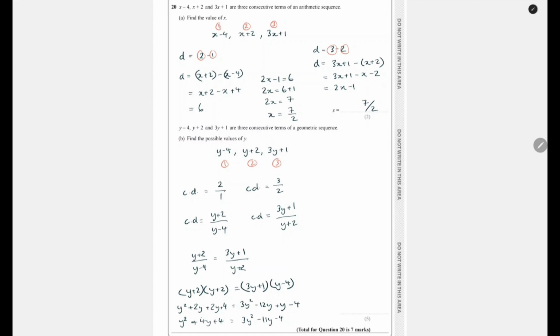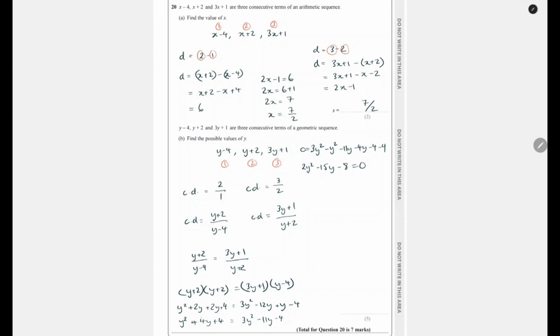You'll notice that if we rearrange this, we can turn this into a quadratic equation. So if we collect all the terms onto one side of the equation, we have 3y squared minus y squared, minus 11y minus 4y, minus 4, and minus 4. And that's equal to 0. And so if you collect all the like terms, we're left with 2y squared minus 15y minus 8 is equal to 0.